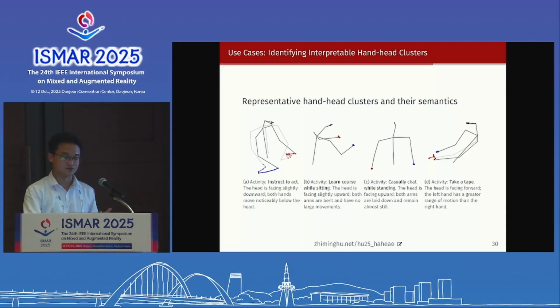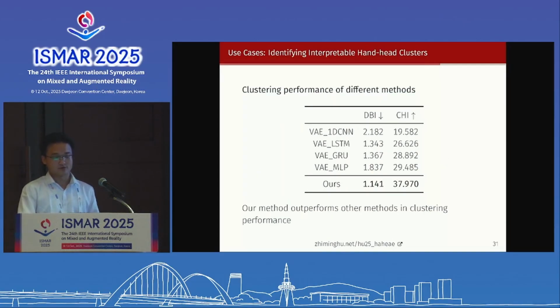For example, this is using your two hands to do some activity, and this means that you're just sitting down with your hands down, just like what you are doing now. And this is standing up and chatting casually while standing, similar to what I'm doing now. And this is using your hand to interact with some objects. We also compare with the baseline in terms of the clustering performance, and we show that we are outperforming them.